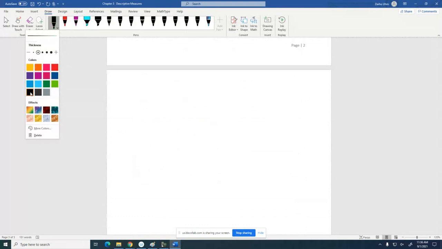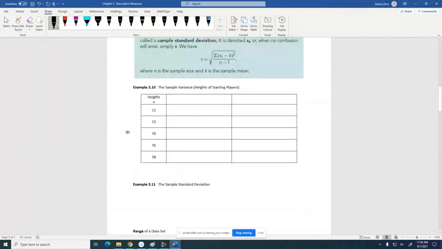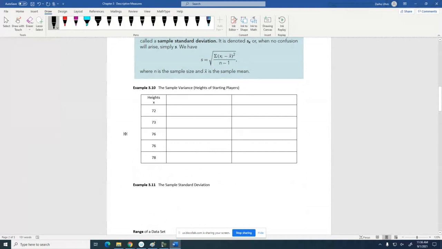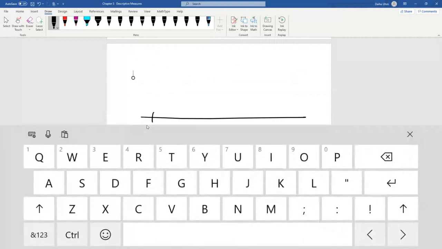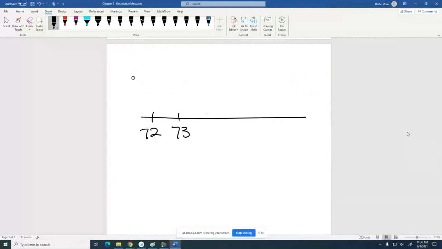Okay, here. We have 5 heights. Yeah, please remember and please make a note. We have 5 heights: 72, 73, 76, 76, and 78. Let me make the box plot. I'm sorry, let me make a dot plot. Can you remember the dot plot? So the smallest one is 72, 73, 74, 75, 76, 76, 77, and 78.